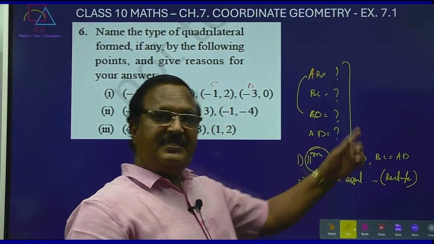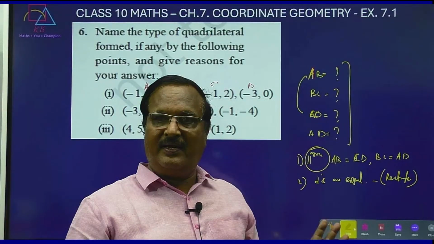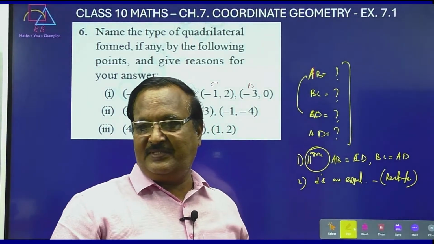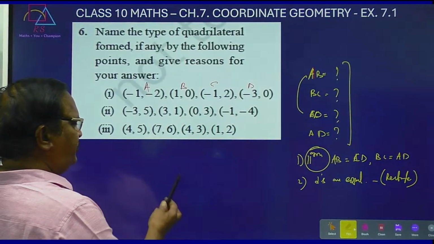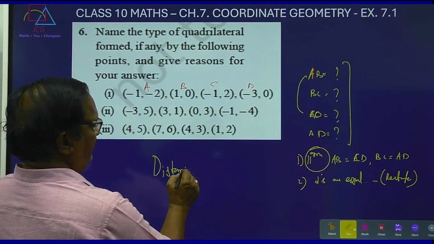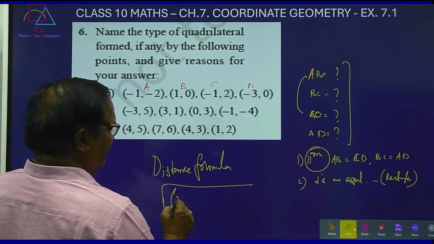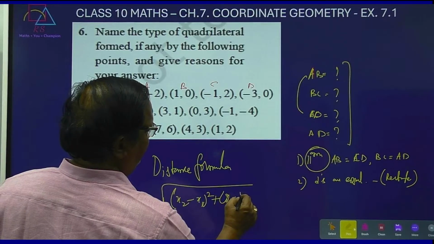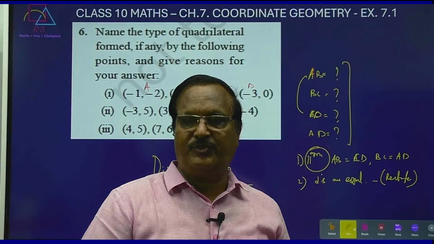If all 4 sides are equal and diagonals are equal, then it is a square. If diagonals are not equal, all sides are equal, then it is a rhombus. So this is how you have to identify. In this also, you should use a distance formula. That is nothing but square root of x2 minus x1 whole square plus y2 minus y1 whole square. Distance formula must be used in this.